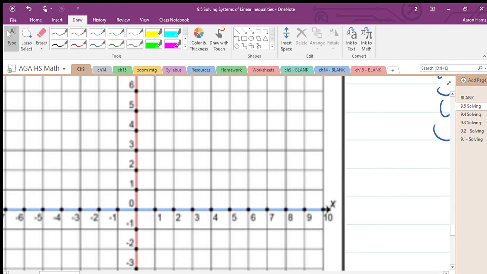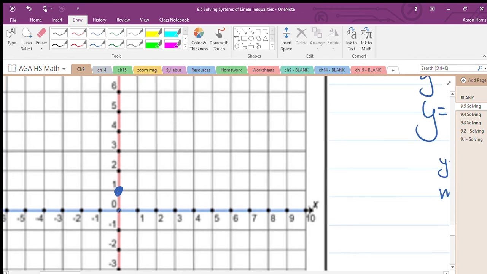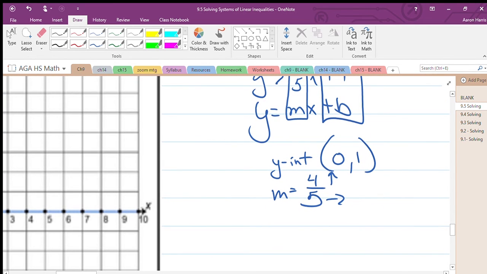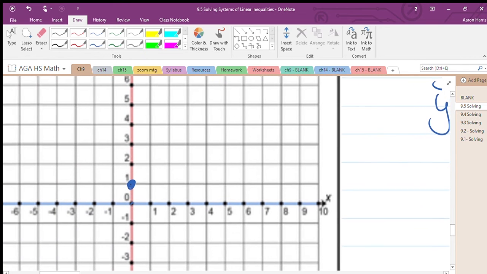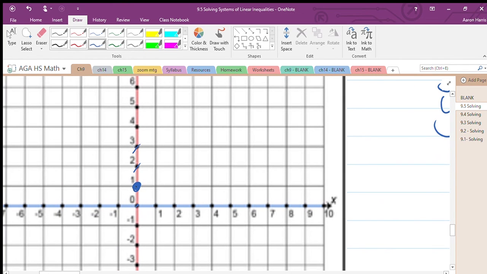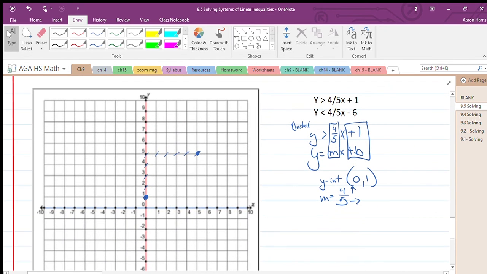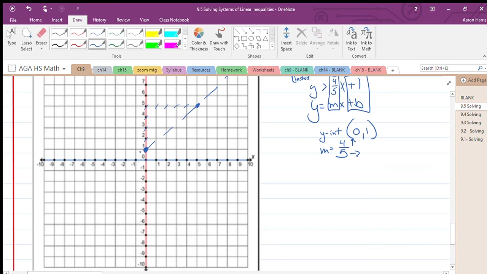Here is 0, and here's 1. And I'm going to do what? Go up 4 and to the right 5. So here we go. 1, 2, 3, 4. To the right, how many? 5. 1, 2, 3, 4, 5. So that's that. What kind of line am I going to draw? Dashed. Why? Because it only says greater than. So I get a dashed line all the way across, okay?